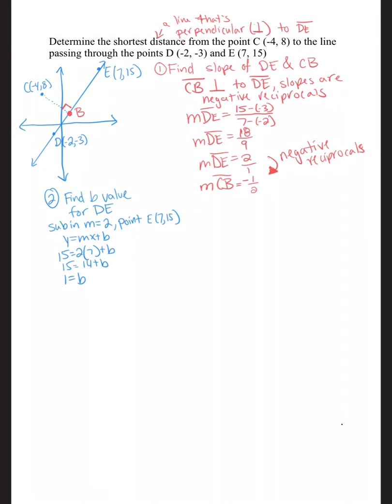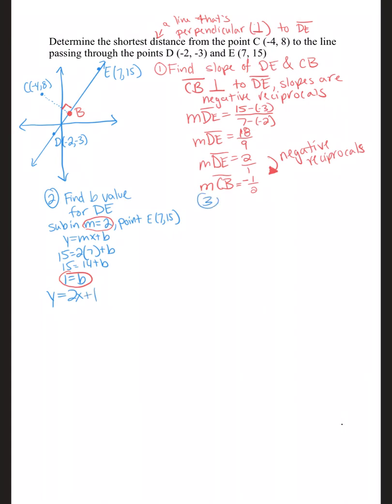Okay, so we have our slope, and we have our y-intercept. So we can write the equation for this line as y equals 2x. Let's just circle, there's my slope. There's my y-intercept. So y equals 2x plus 1. Okay, that's my equation for DE.